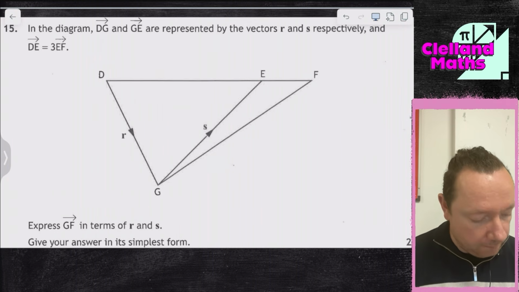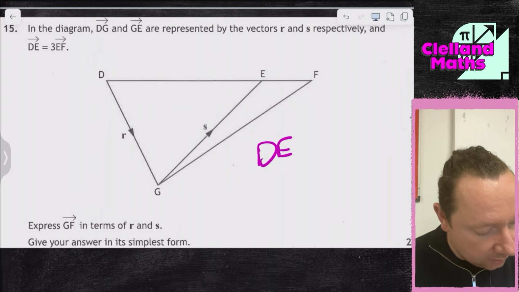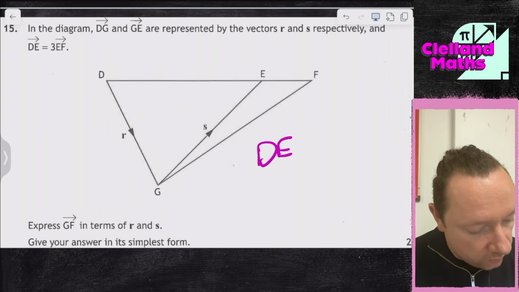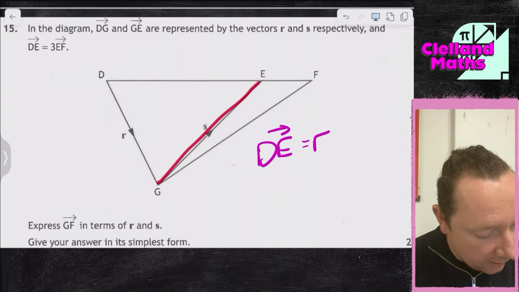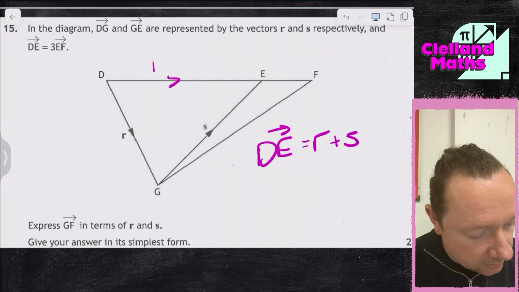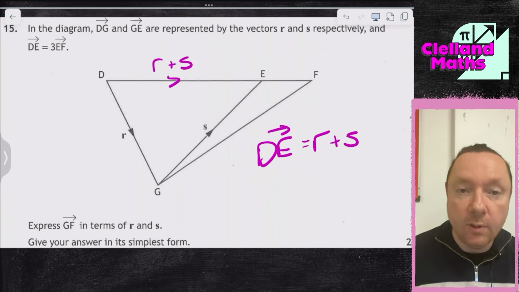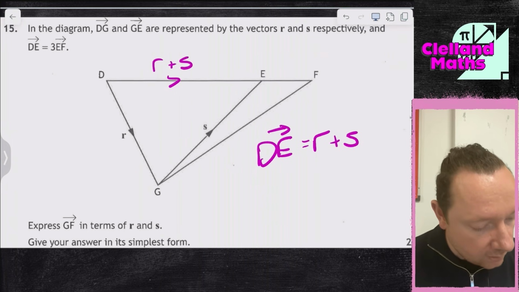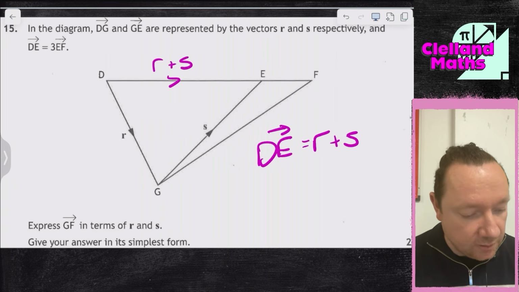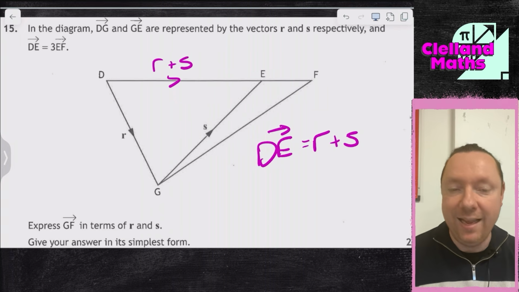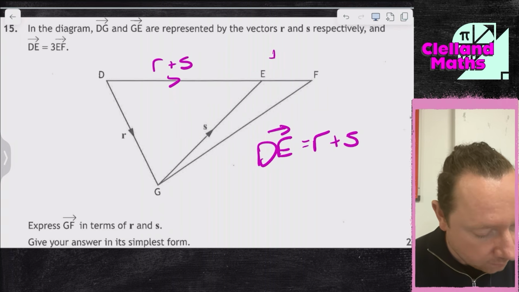So I'm going to do DE. To work out DE, I could do a journey of starting at D. I could go down r, and then I could go up s. So we know that that's r plus s. So DE is r plus s. And we know that EF is a third of that, because DE is 3 of EF. So EF is a third of DE.